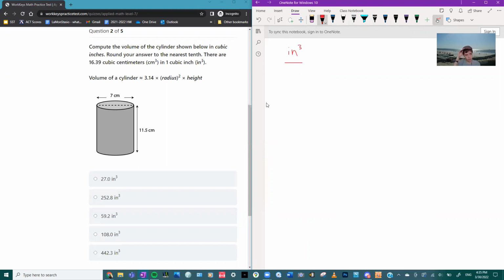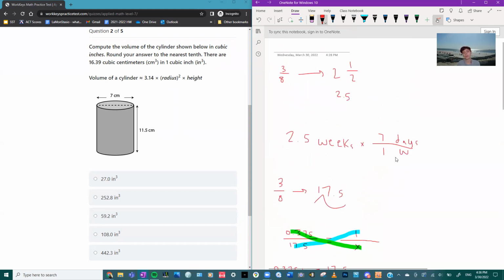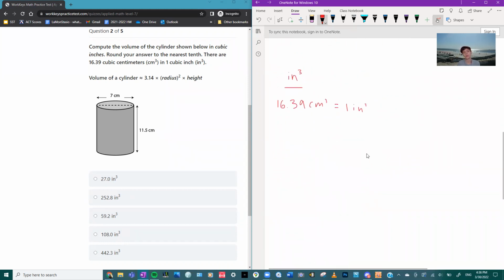And it tells you that 16.39 centimeters cubed equals 1 inch cubed. And that is our conversion factor. Remember, in the last problem, we converted from days to weeks. Remember, that's when we do the fractions. But we'll do that in a minute.